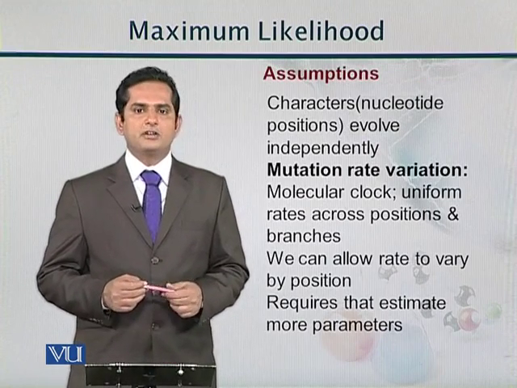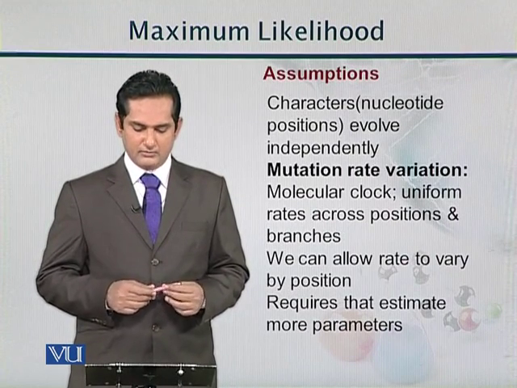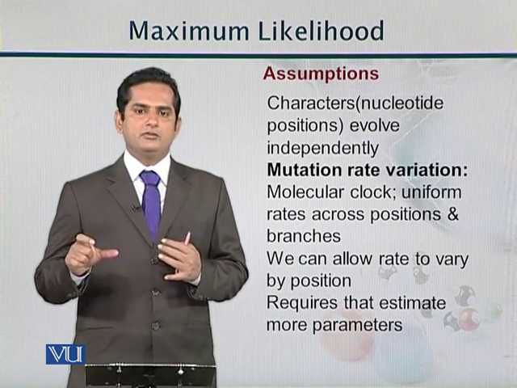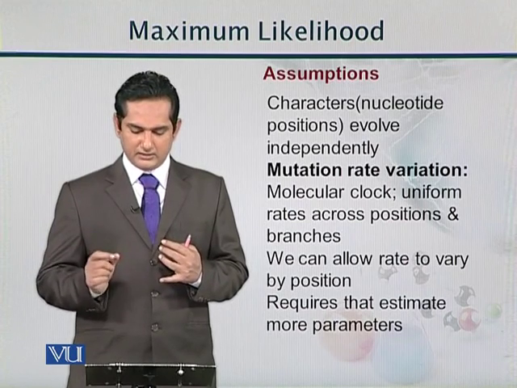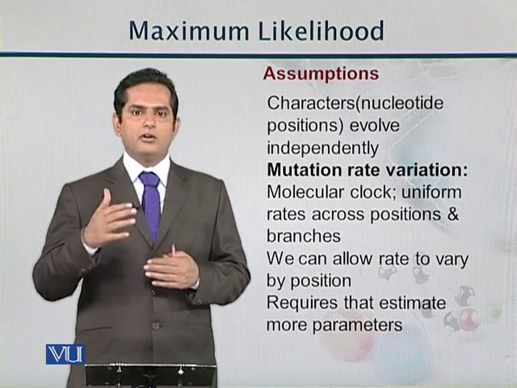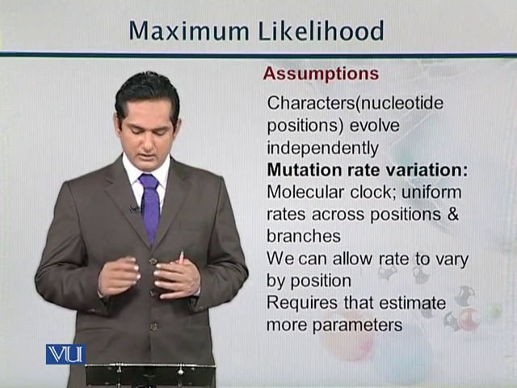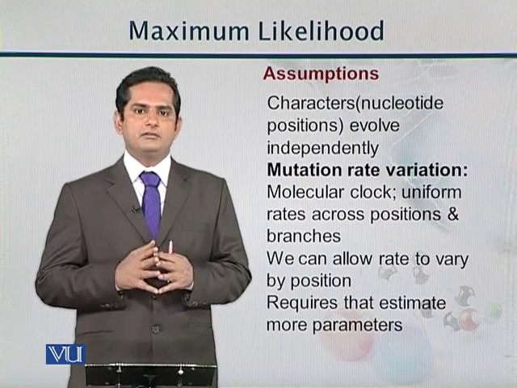So what are the different assumptions when we are using maximum likelihood? Our assumptions are that our characters or nucleotide positions are evolving independently. There are several mutations available and that mutation rate is basically uniform across all the positions. And then we can allow the rate to vary by position, and that requires that we estimate more parameters.